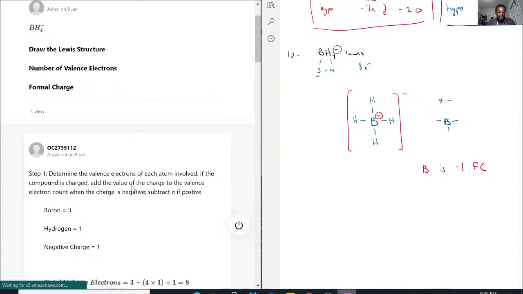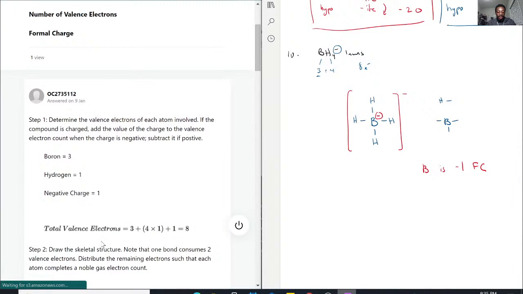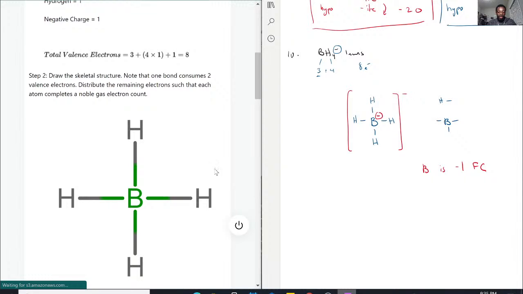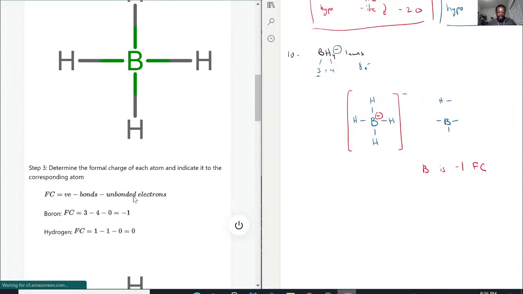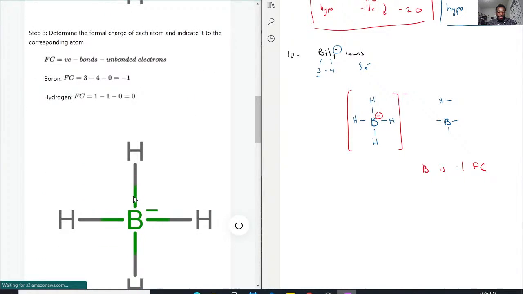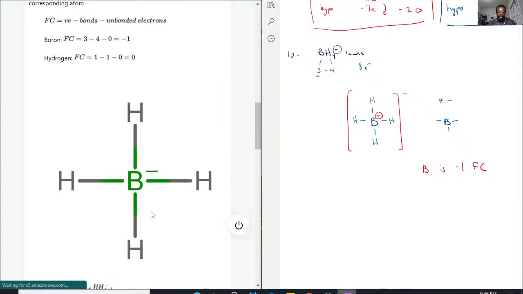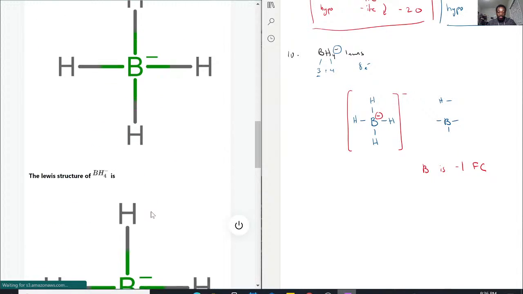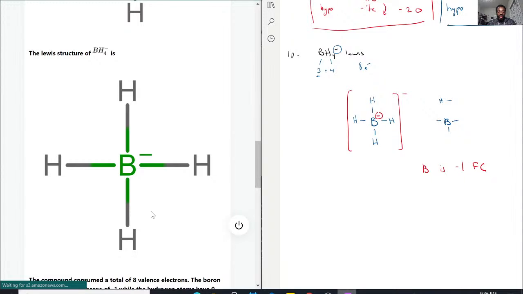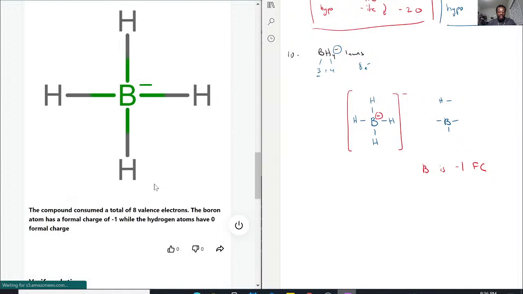So we have 3, 1, 1, so 8 in total, which is perfect. That's also what we have here, because we only have 4 bonds, that's 8 electrons. So then we drew the Lewis structure, and there you have it. The boron is where the formal charge minus is. All the hydrogens are perfectly at peace. So the Lewis structure is just that.